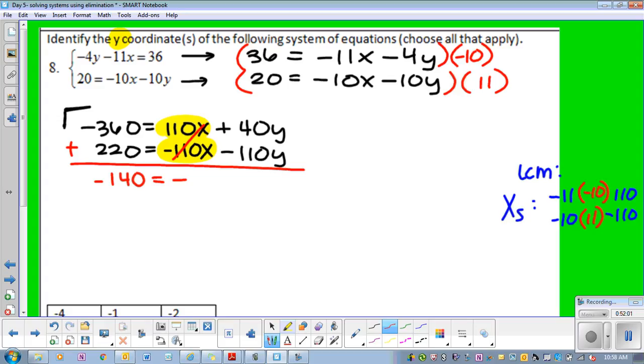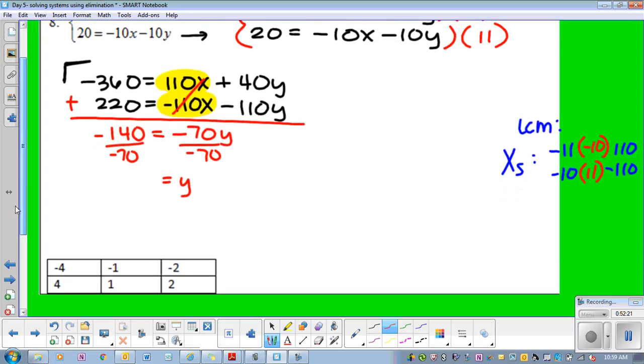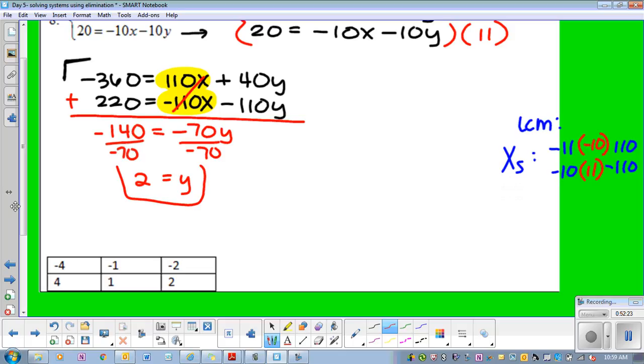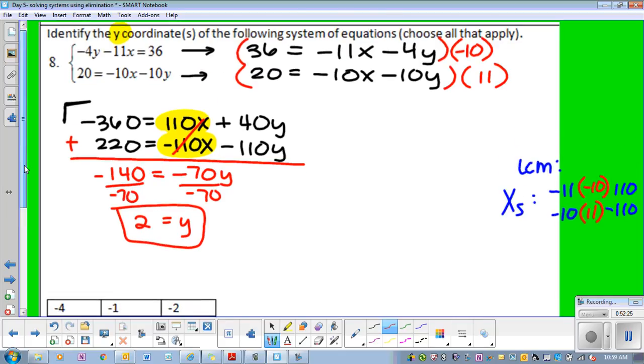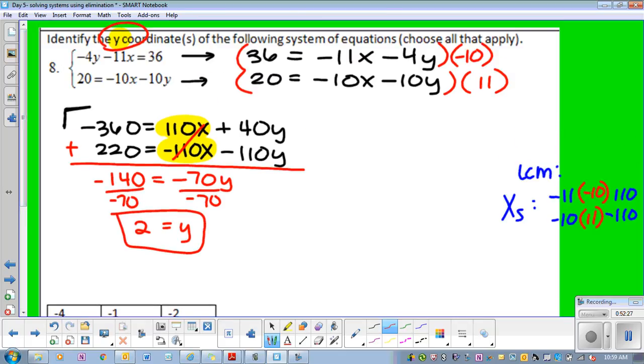What was that? 7? Yeah? Am I doing this right? Divided by negative 70. So y equals 2. Do I need to solve for x? No. Just gonna find the y coordinate.